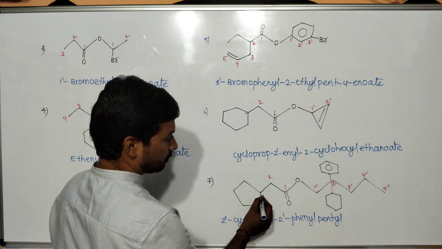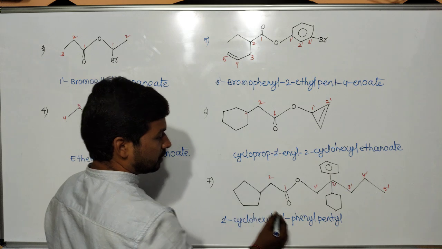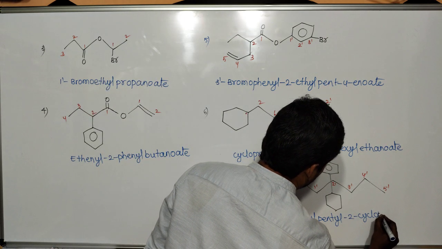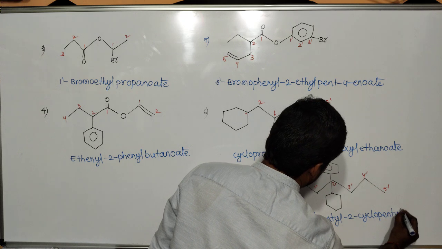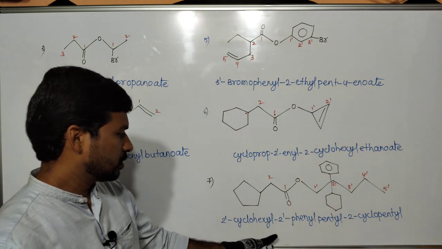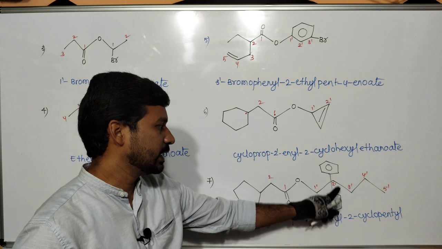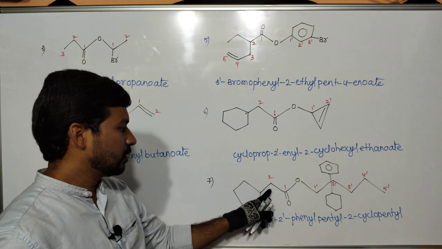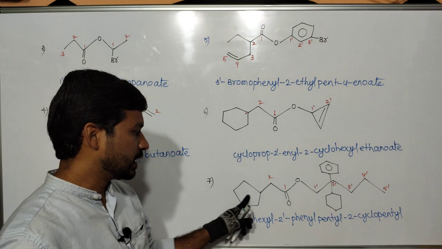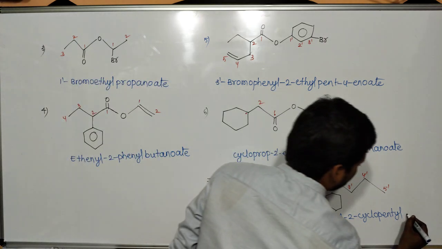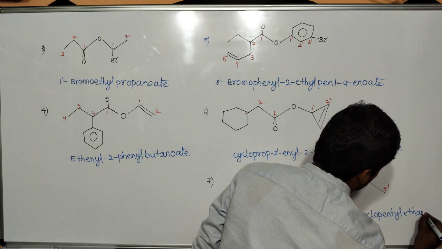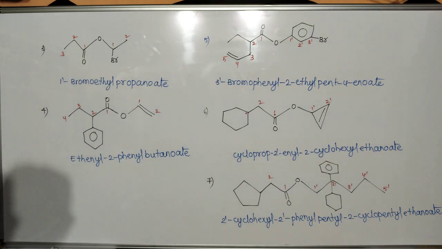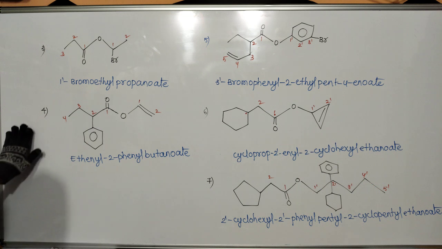And for this one, on the second carbon, cyclopentyl. So 2 prime cyclohexyl, 2 prime phenyl, pentyl, and at the second position cyclopentyl, ethanoate. Eth plus an plus oate, ethanoate. This is the IUPAC name of this molecule. Next one.